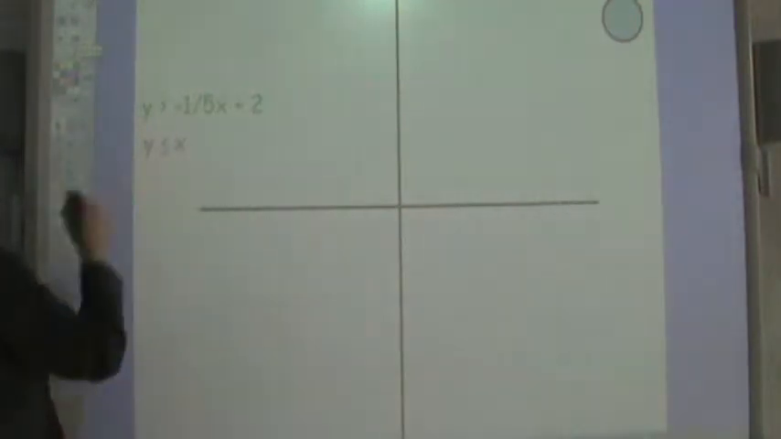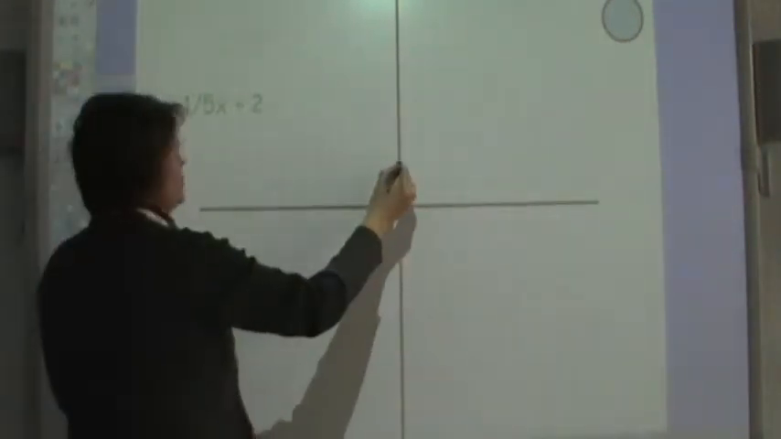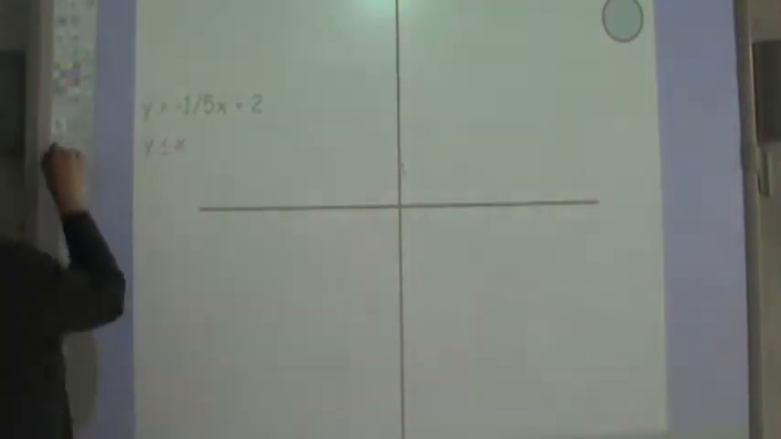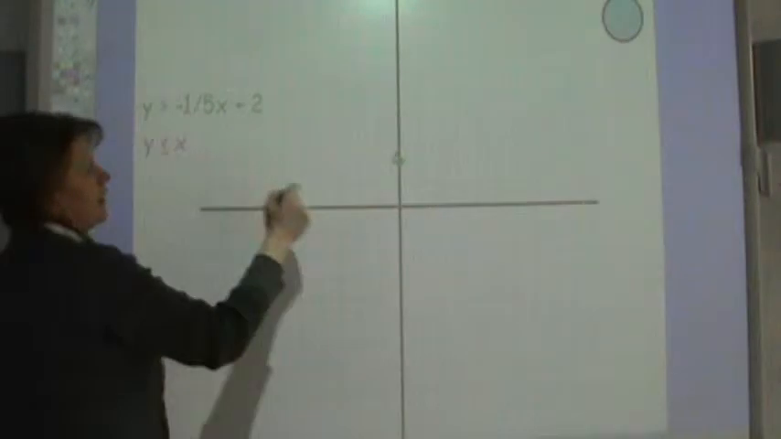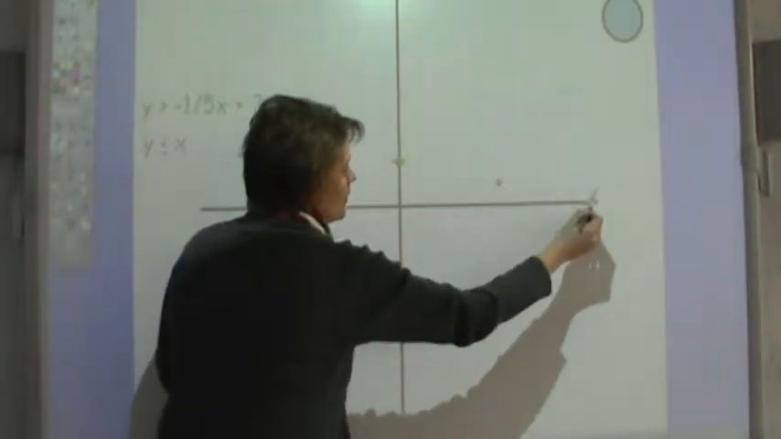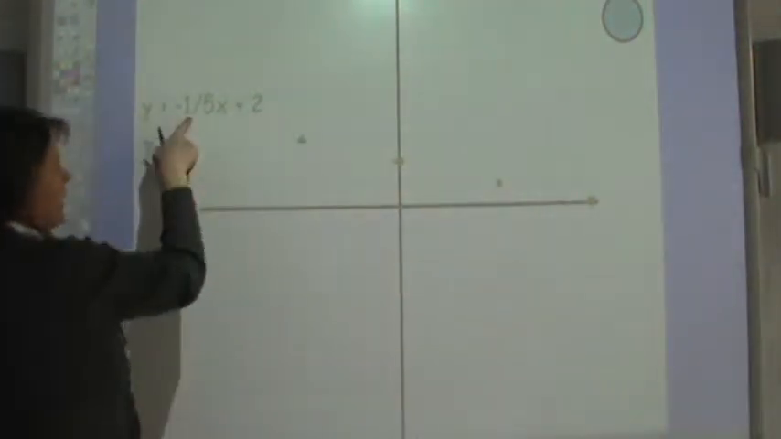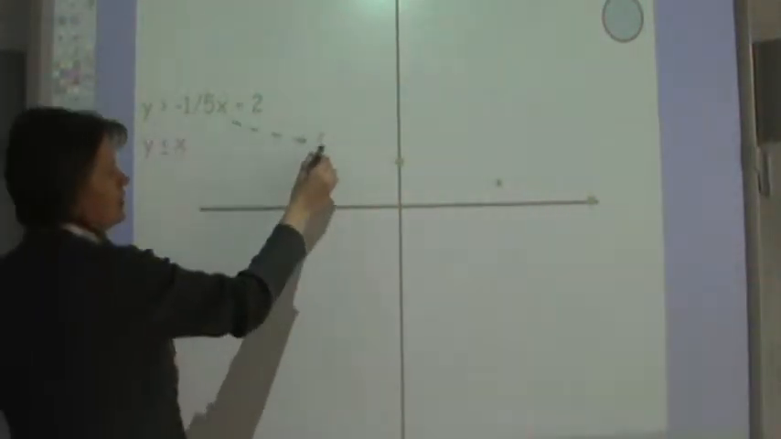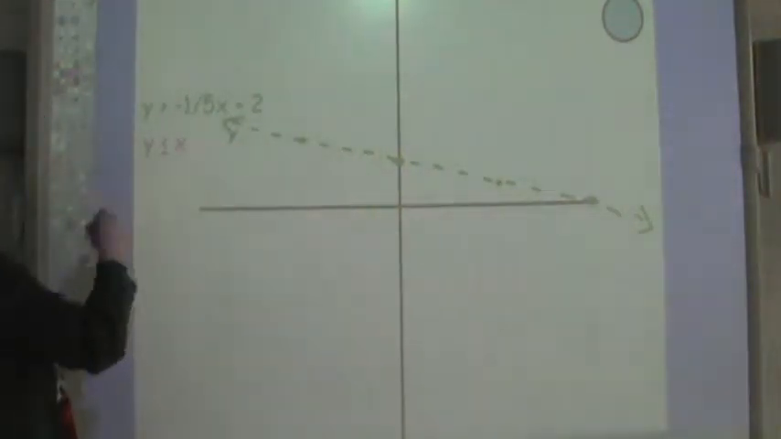So let's start with this one. We have y is greater than negative 1/5 x plus 2. So we just start at 2. We're going to go down 1 over 5, or up 1, back 5, so that we have a negative slope. It should be dashed because there's no underline. And then we're going to shade above.